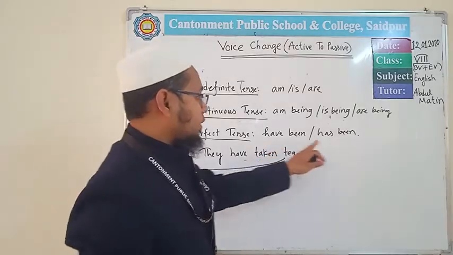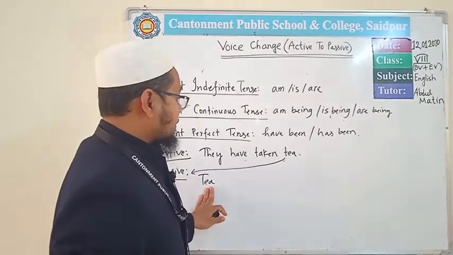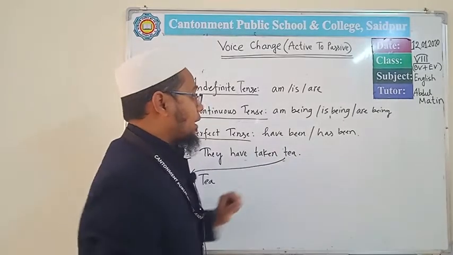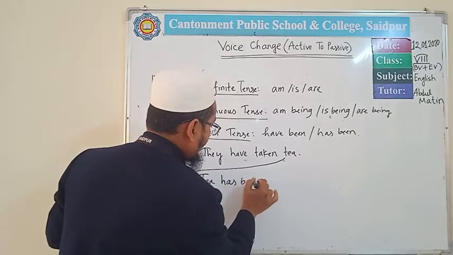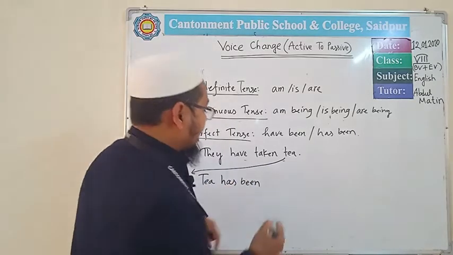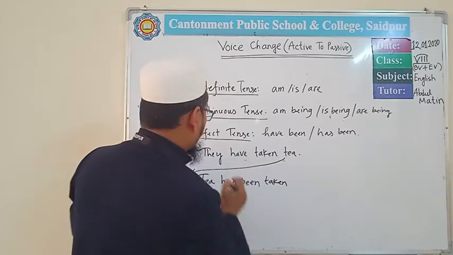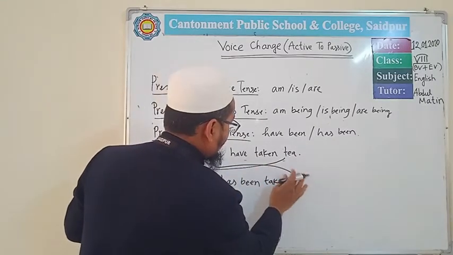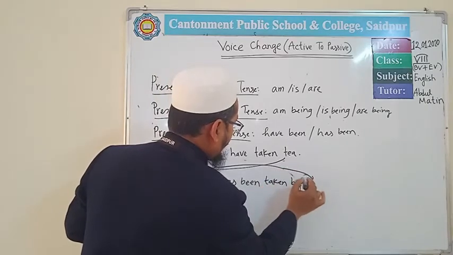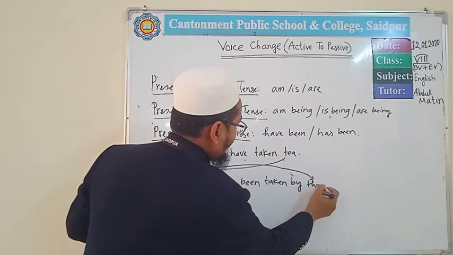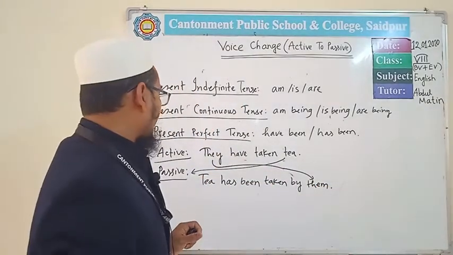After that, have been or has been. Tea is a singular form of the subject. Then it will be has been. Tea has been, then verb taken. Taken, and then by. After that, the objective form of they, here, them.